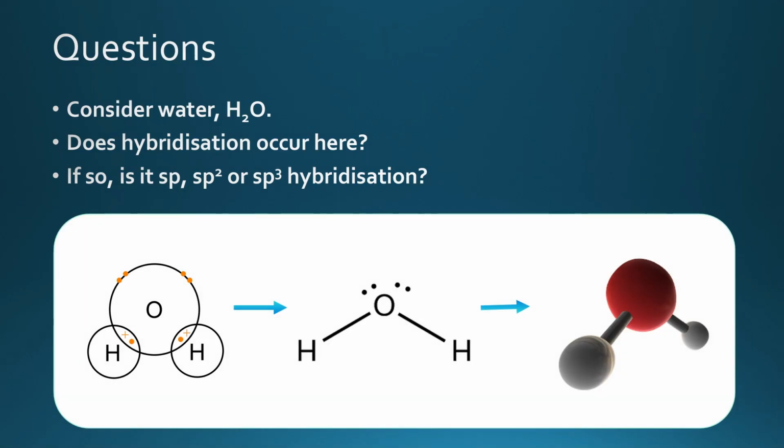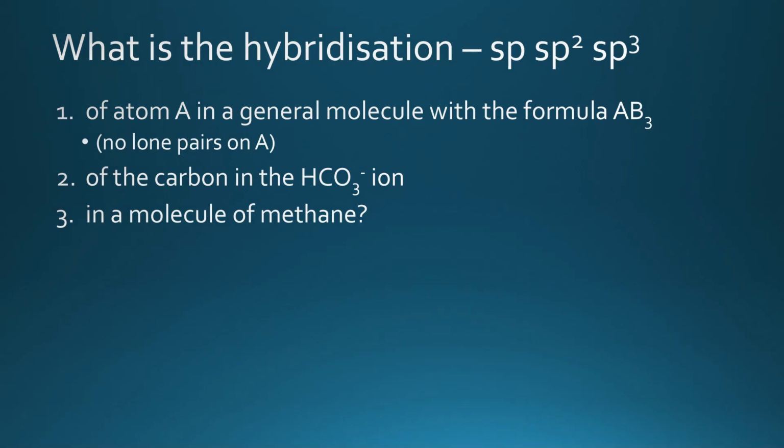Now, I want you to answer this question in your own time, okay? Consider water: does hybridization occur here? If so, is it sp, sp2, or sp3? Another question, so feel free to answer this question. What is the hybridization of an atom A in a general molecule with the formula AB3, with no lone pair? Question 2: what is the hybridization of the carbon in the HCO3 negative ion and in a molecule of methane? Have a go at these questions.